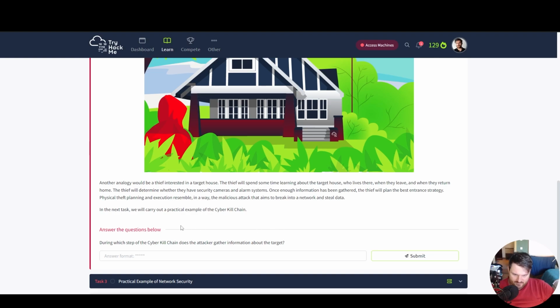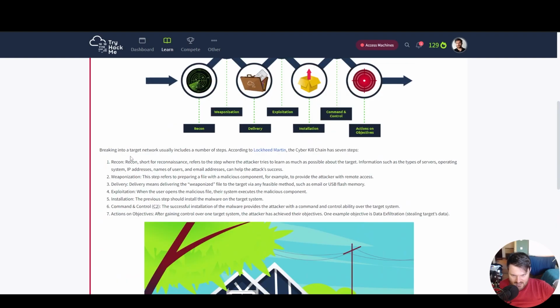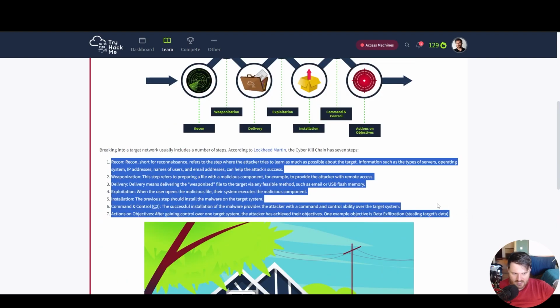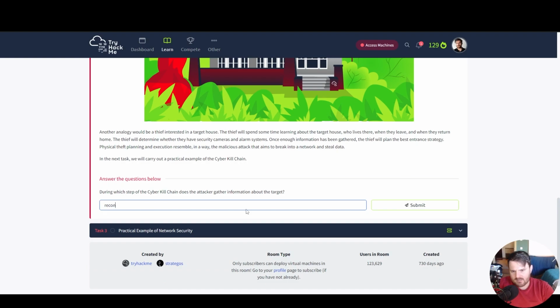Cyber kill chain. Answer the question below. During which step of the cyber kill chain does the attacker gather information about the target? If we go here, we see the 7 kill chain steps. And we know that in a recon phase, otherwise known as reconnaissance, this is the step in which we gather information about the target. Cool.